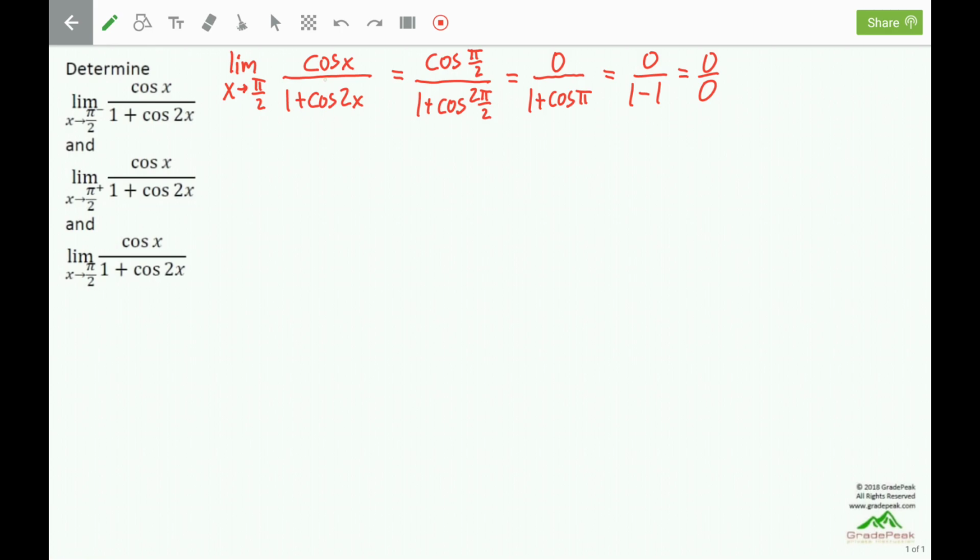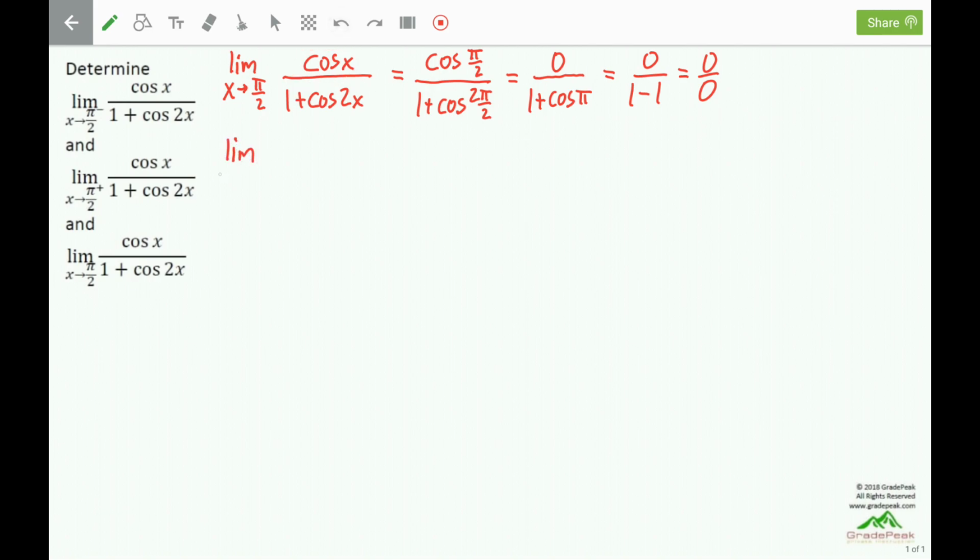One option, since we have a cosine of 2x in the denominator here, is to make use of one of the three identities that cosine of 2x is equal to. The first one is cosine squared x minus sine squared x. The second one is 2 cosine squared x minus 1. The third one is 1 minus 2 sine squared x. Since the numerator here is a cosine of x, it's probably best to make use of the second one, 2 cosine squared x minus 1.